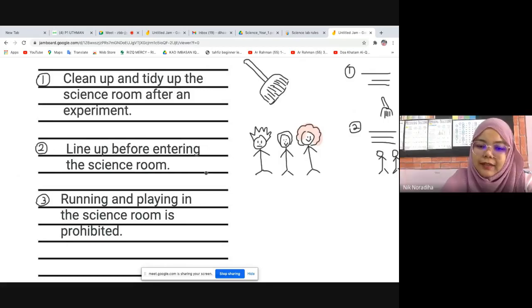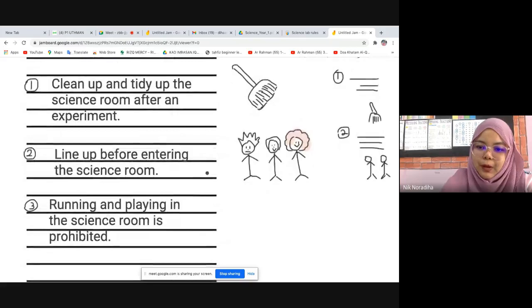Number two. It's okay. If you're not done yet, you can continue. No problem. Just continue. Thank you. Okay. So for running and playing, just now we saw the girls playing with the paper plane, right? So we're going to draw a simple paper plane.